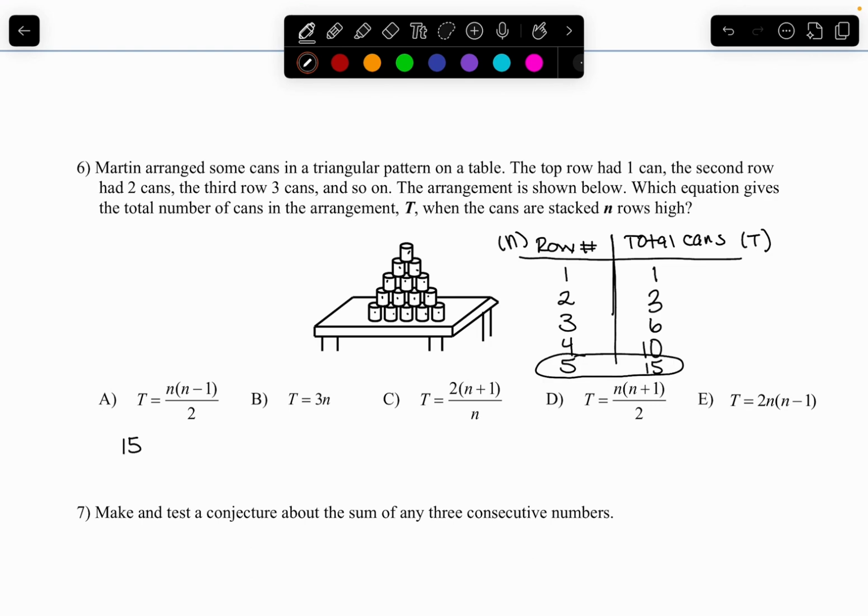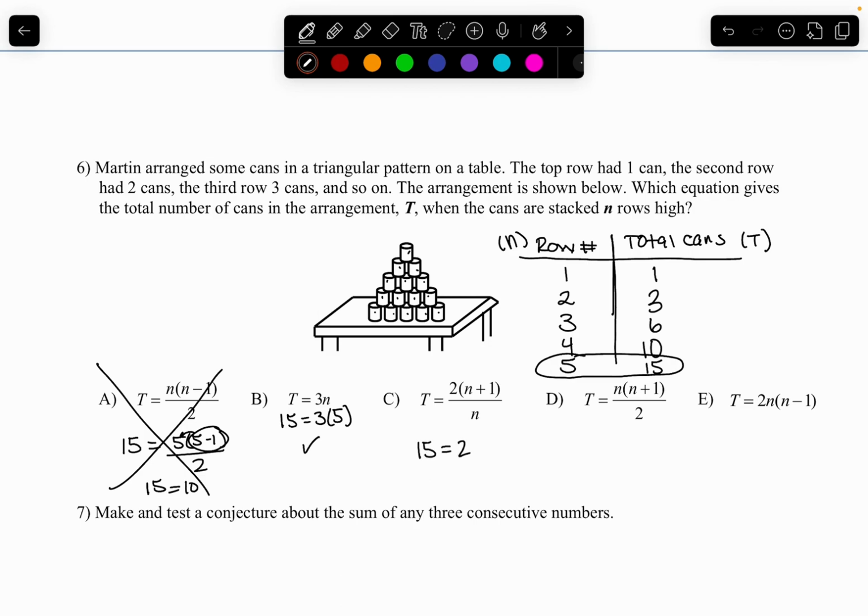So this should be 15 is going to equal 5 times 5 minus 1 divided by 2. That's going to be 4 times 5 is 20. 20 divided by 2 is 10. So this is 10 equals 15. That's not going to work. T is 15. That's going to equal 3 times 5. That does work, but we can't stop there. We got to keep working.